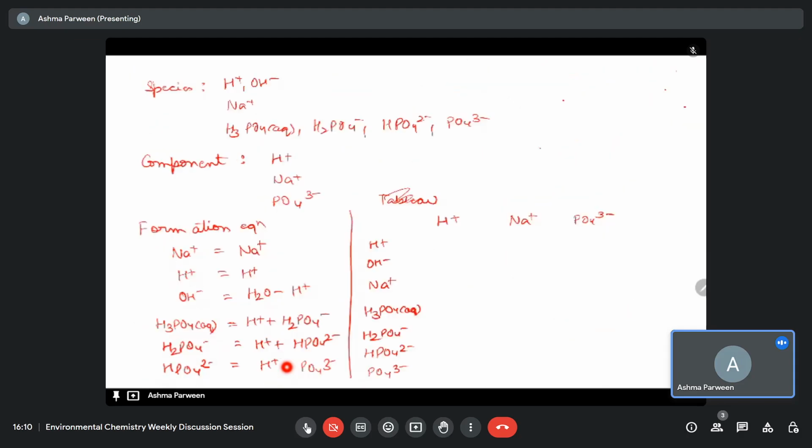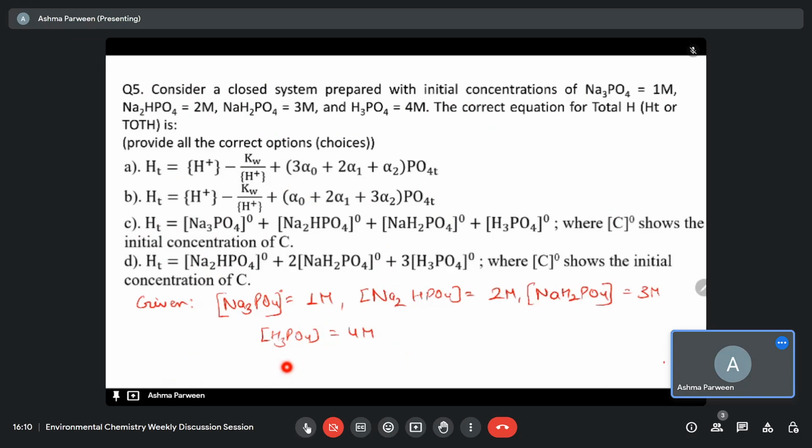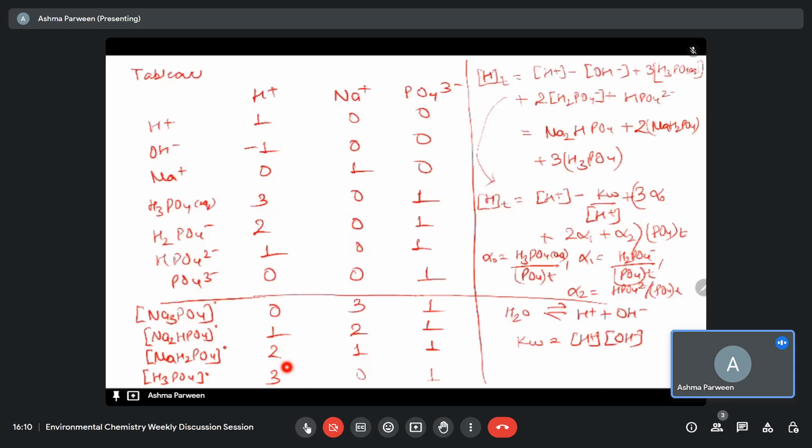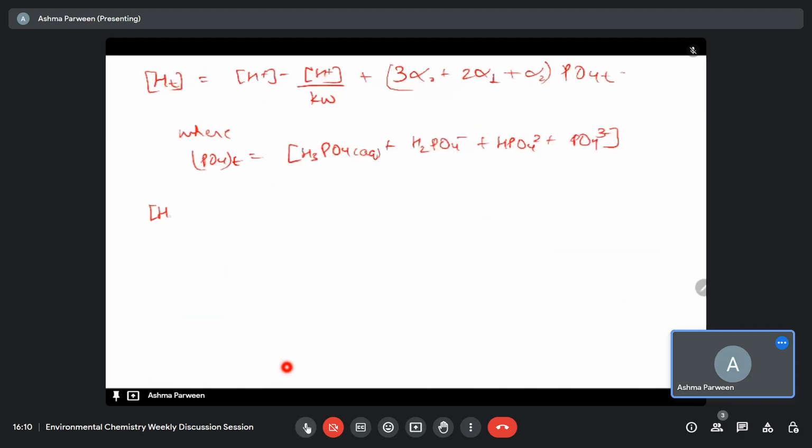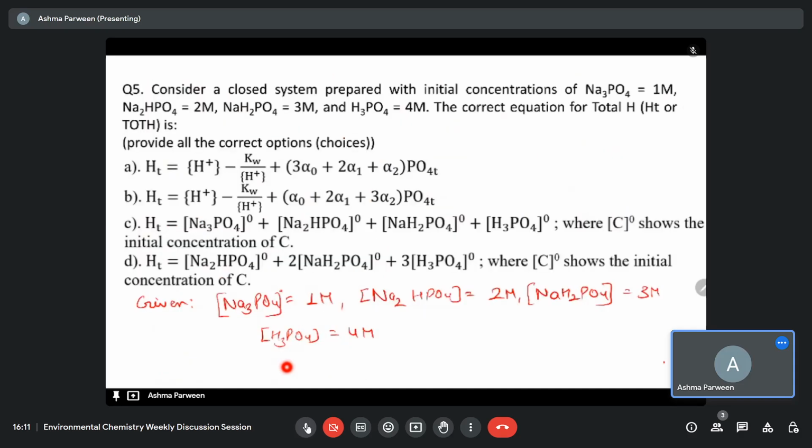So let's see what options are given. The first option will be H plus equals H plus minus, so A is the correct option. Also, the total concentration of H plus is given in terms of the compounds added. Let's write in the next slide. Also H total equals Na2HPO4 plus 2 times NaH2PO4 and 3 times H3PO4. So the correct options are A and D.